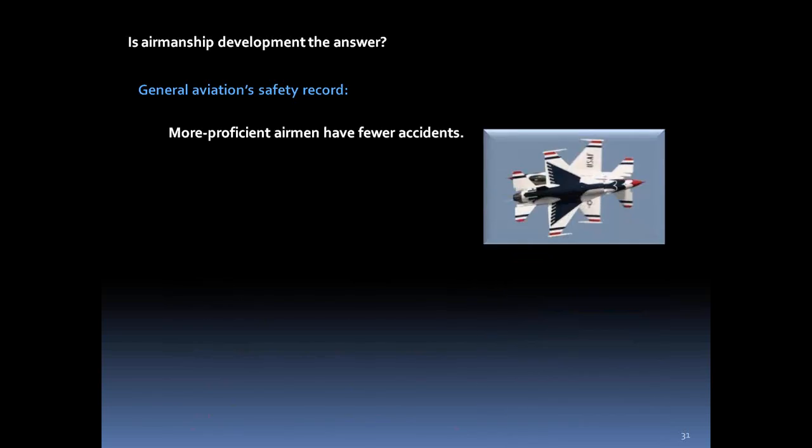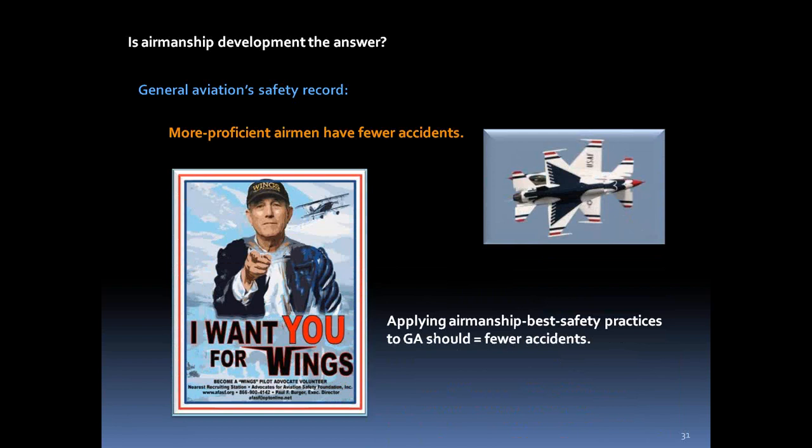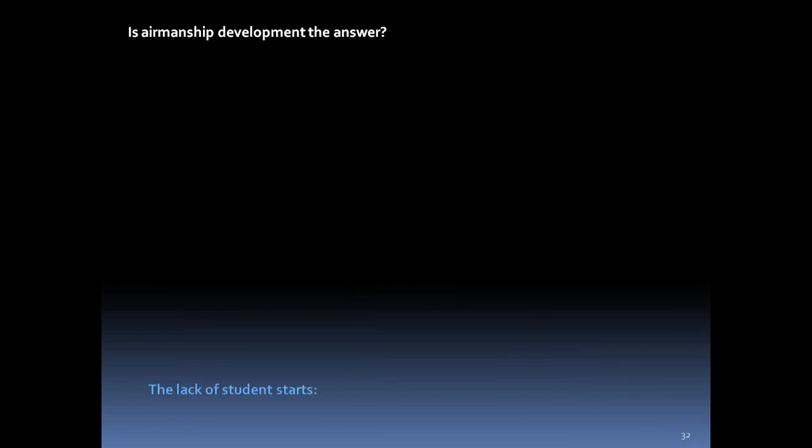So, is airmanship development the answer? That's the question we want to address next. In terms of the general aviation safety record, we know that more proficient airmen have fewer accidents. And we know, or we believe, that applying airmanship best safety practices to GA should equal fewer accidents. So we think that airmanship development, which we're going to talk about from here on out, really can affect the safety record significantly.